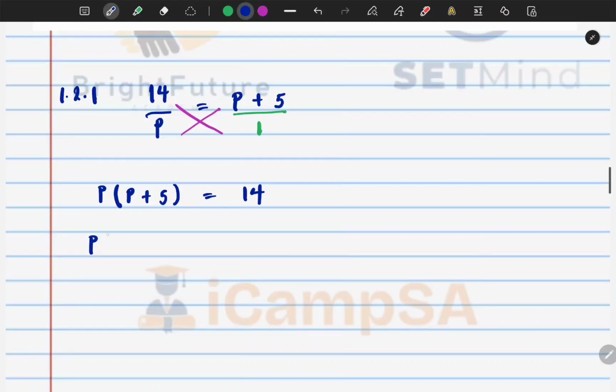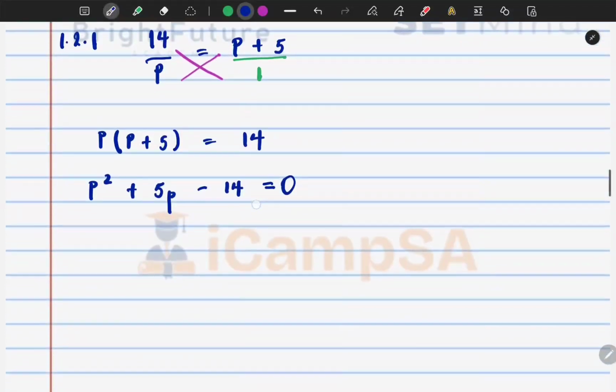This is going to be p squared plus 5p, and when we transpose this 14 to this side, it becomes negative. So it's going to be minus 14 equals 0. And then from here we can open our two brackets, equals 0, so we are going to have p and p here.